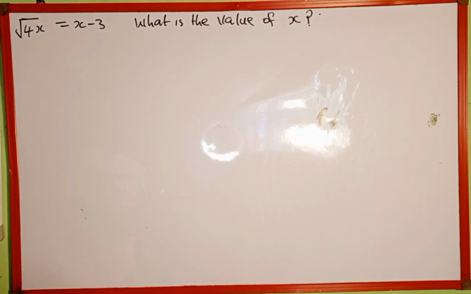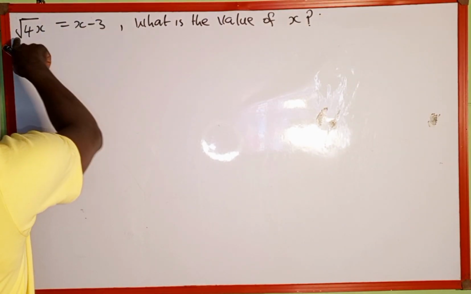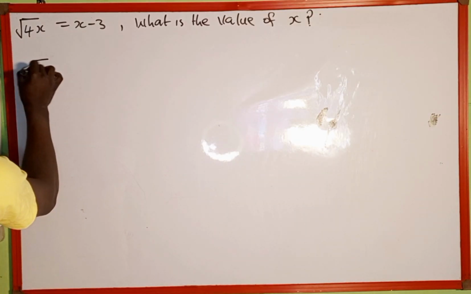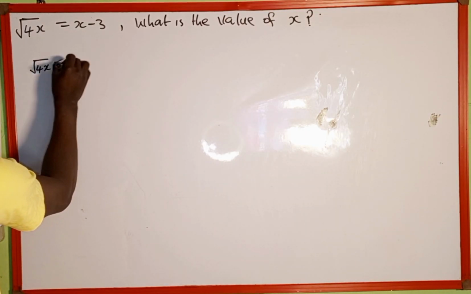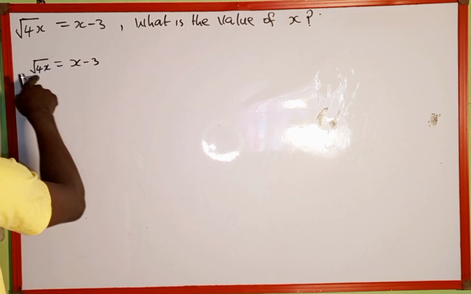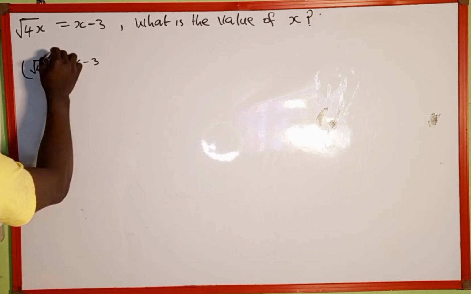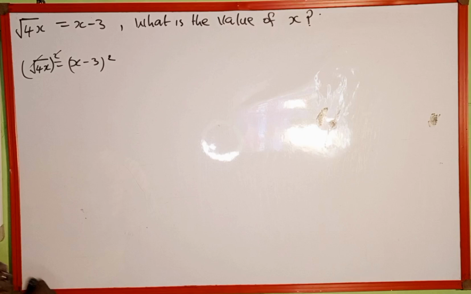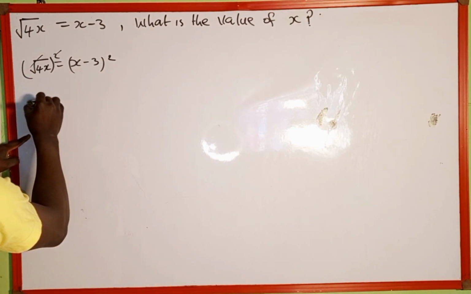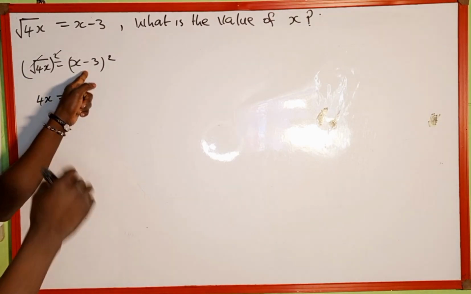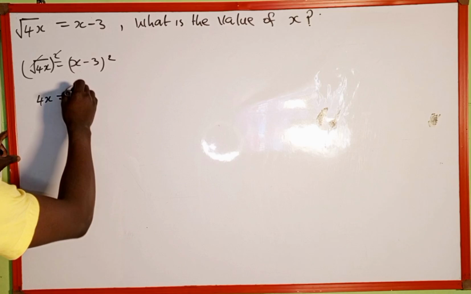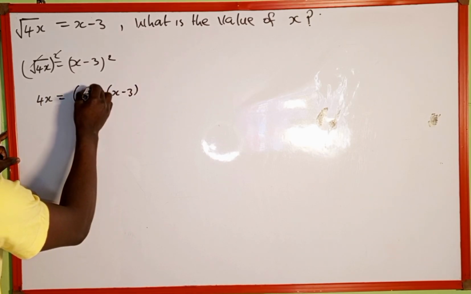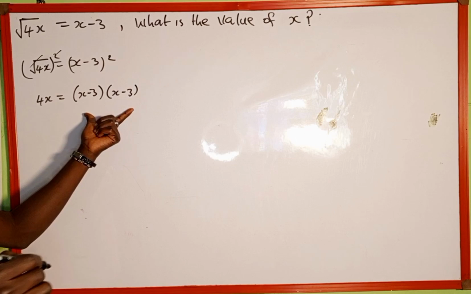The first thing we're going to do is to remove this square root by squaring both sides of the equation. So the left hand side of this equation is square root of 4x, which is equal to x minus 3. Then to remove this square root, we are going to square both sides of the equation so that this square is going to cancel out the square root. We are left with 4x, which is equal to x minus 3 all squared, which implies x minus 3 is multiplied by itself 2 times. So now we're going to expand this bracket.